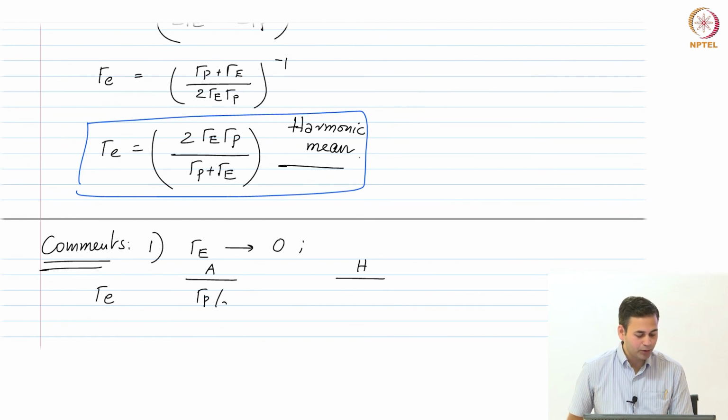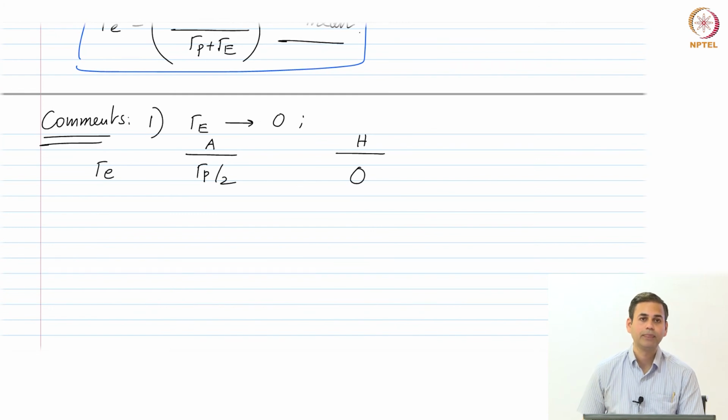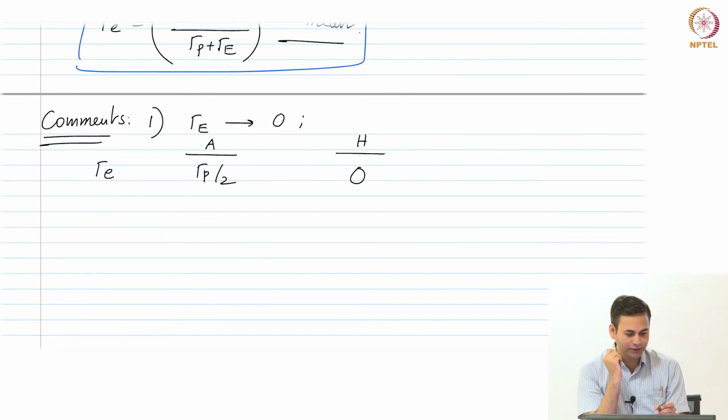Arithmetic will give you gamma p upon 2. What would be the one for harmonic average? 0, right? Now what would you expect if you have an insulator? The conductivity is 0, right? What would you expect it to behave like? Should it have some thermal conductivity at the interface, or it should be 0? It should be 0, right? Which is given by the harmonic average, whereas if you had calculated from the arithmetic average, it would have half of the other average, which is not correct. So this is not physically correct, whereas the harmonic average will give you the correct averaging in this case.